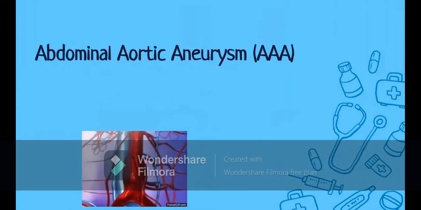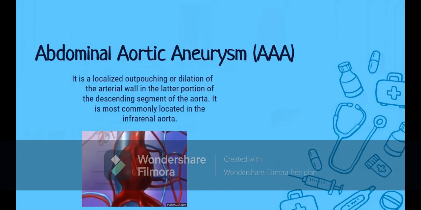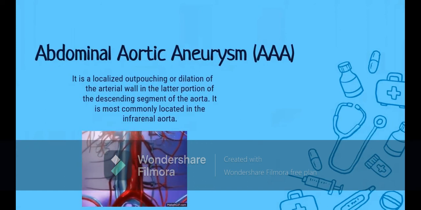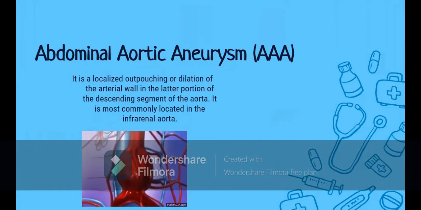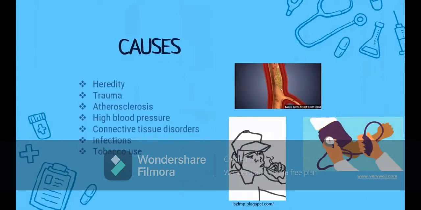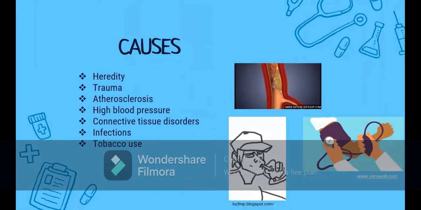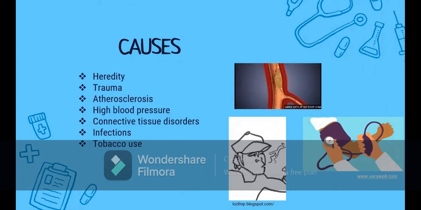Abdominal aortic aneurysm. It is a localized outpouching or dilation of the arterial wall in the lateral portion of the descending segment of the aorta. It is most commonly located in the infrarenal aorta. Causes of aneurysm: heredity, trauma, atherosclerosis, high blood pressure, connective tissue disorders, infections, and tobacco use.